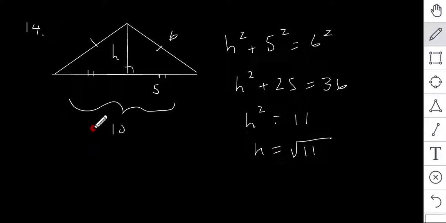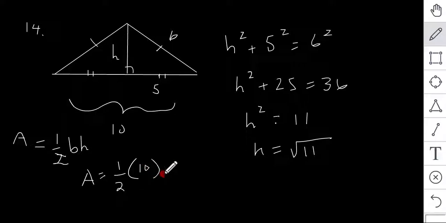Then we still have to find the area of the triangle. So area of a triangle is 1/2 base times height. So we are going to plug those in. The area equals 1/2. The base is 10. The height is the square root of 11. 2 goes into 10 5 times. And so your final answer is area equals 5 root 11.